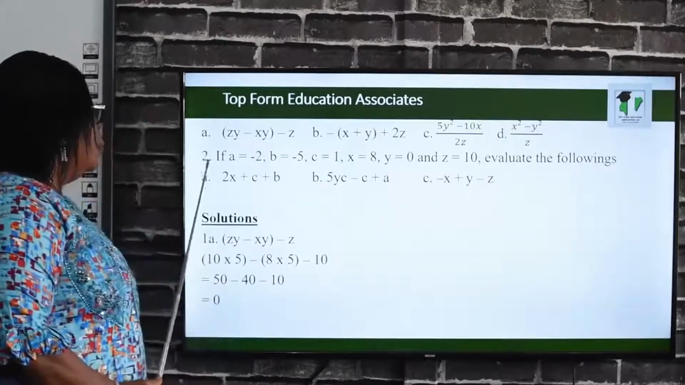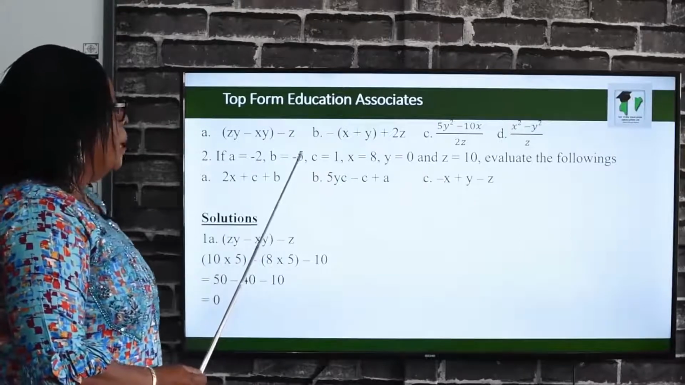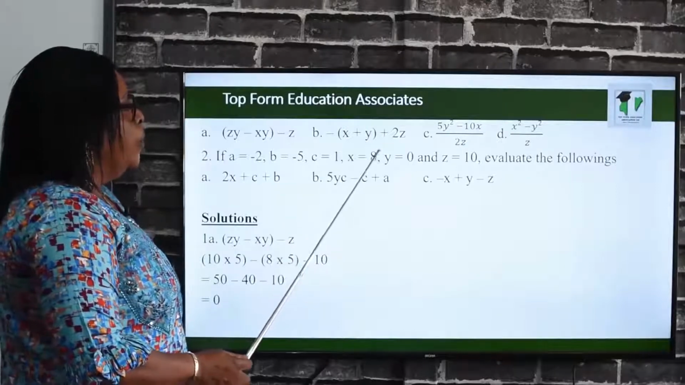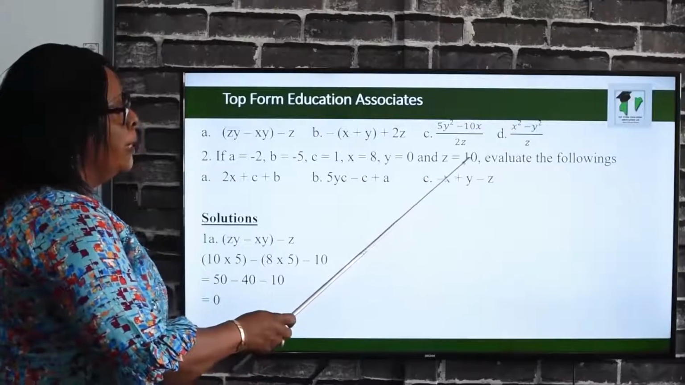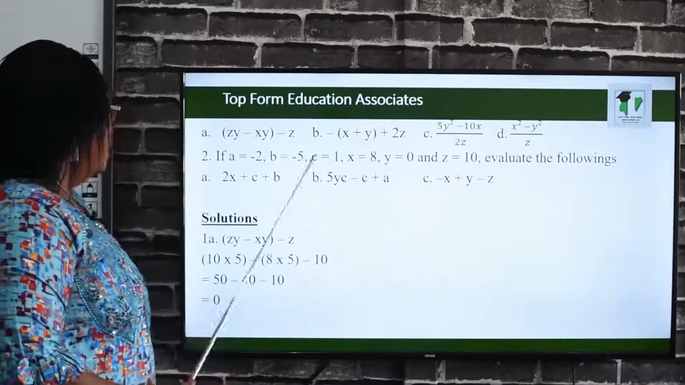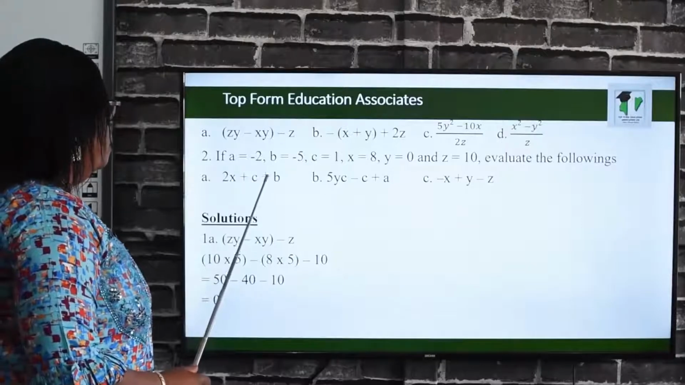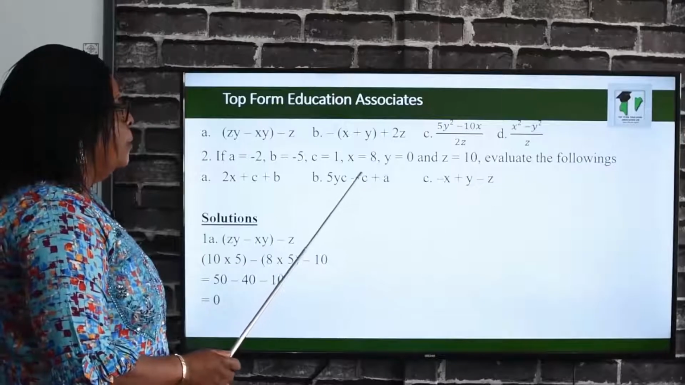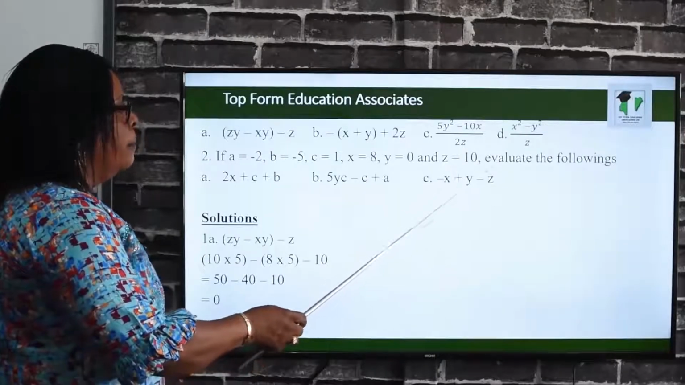Question number 2. If a is equal to minus 2, b equals minus 5, c equals 1, x equals 8, y equals 0, and z equals 10, evaluate the following. A, 2x plus z, c plus b. B, 5yc minus c plus a. C, minus x plus y minus z.